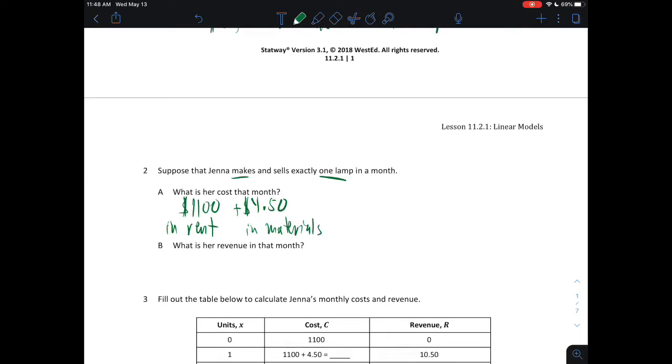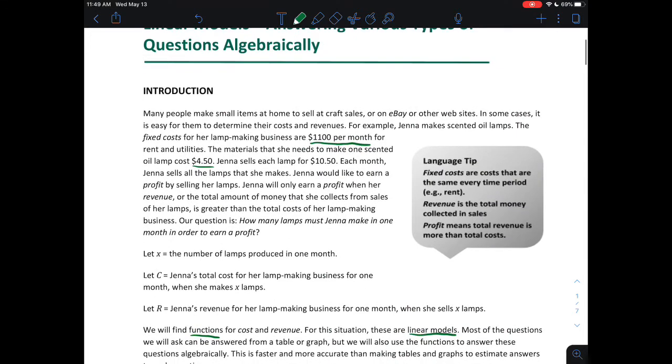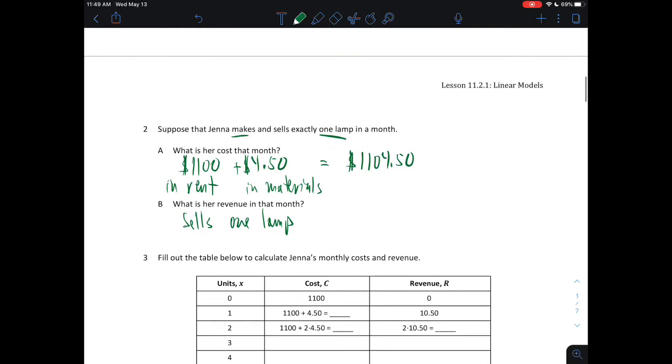So what is her total cost for that month where she makes and sells 1 lamp? $1,100 plus $4.50, that's $1,104.50. And then part B, what is her revenue in that month? Well, she sells one lamp, and we're told on the previous page that when she sells a lamp, she sells them for $10.50. So the revenue is just the $10.50 that she gets from that one lamp.